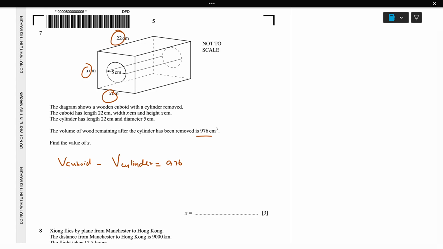The volume of the cuboid is length times breadth times height, so we just need to multiply, which is 22 times x, minus the volume of the cylinder. The formula for the volume of the cylinder will be given on the formula sheet, which is pi r squared h.